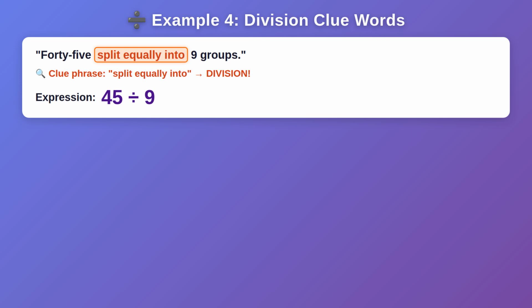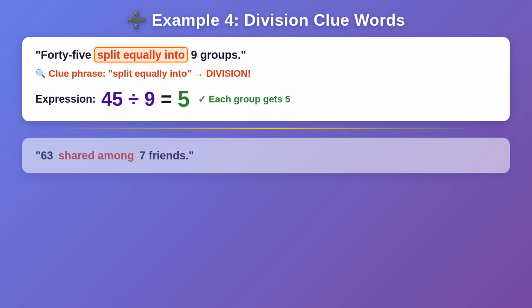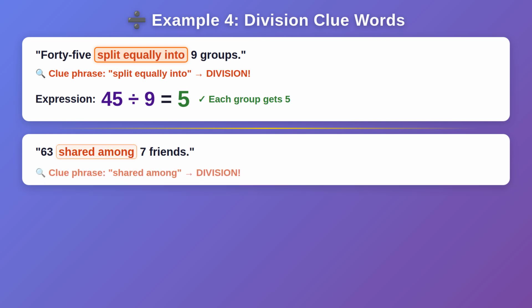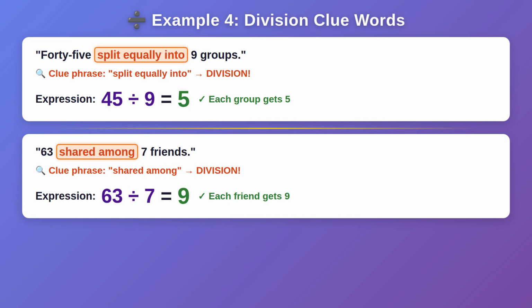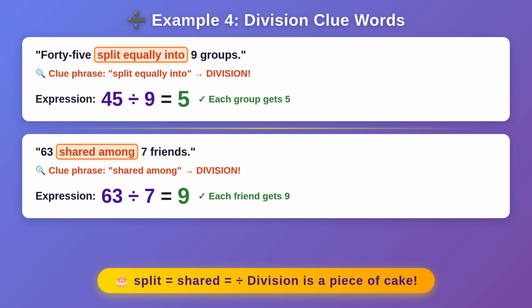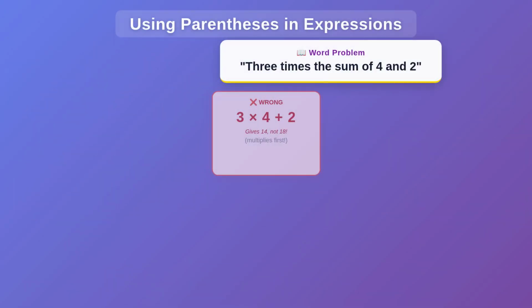Division time. Problem, 45 split equally into 9 groups. Clue phrase, split equally into. That's division. Numbers, 45 and 9. Expression, 45 divided by 9. And just for fun, what does that equal? 45 divided by 9 equals 5. So each group gets 5. Here's another version you might see. 63 shared among 7 friends. Shared among, also division. That's 63 divided by 7, which equals 9. Watch those clue words and division is a piece of cake.